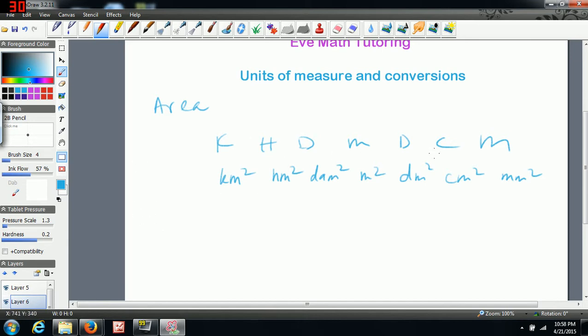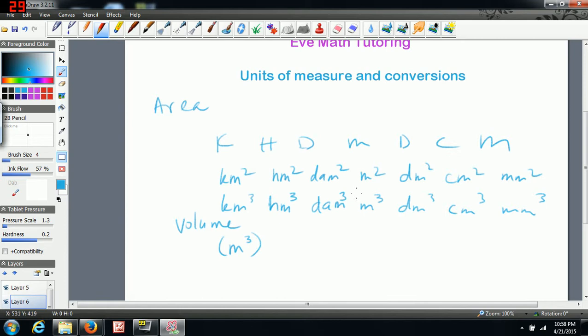In that case, you would use the same chart, but your units would just be cubed. So if you were looking at volume and you're dealing with meters cubed, you could use the same chart here, except you would have kilometers cubed, hectometers, decameters cubed, meters cubed, decimeters cubed, centimeters cubed, and millimeters cubed in cubed units.